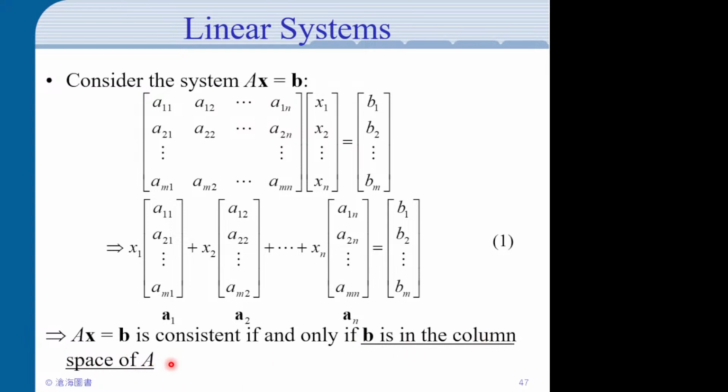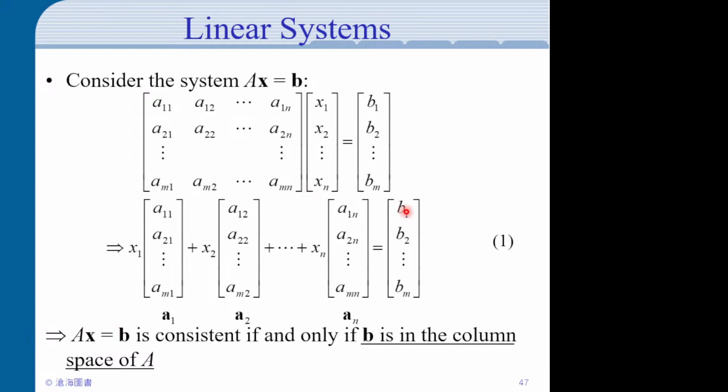And you can see this is an if and only if. So AX equal to B is consistent if and only if B is in the column space of A. Okay, so I guess here we prove one direction, let's see which way.